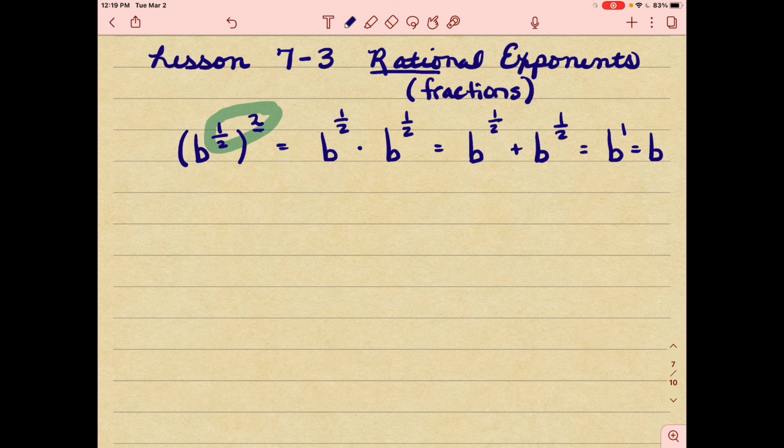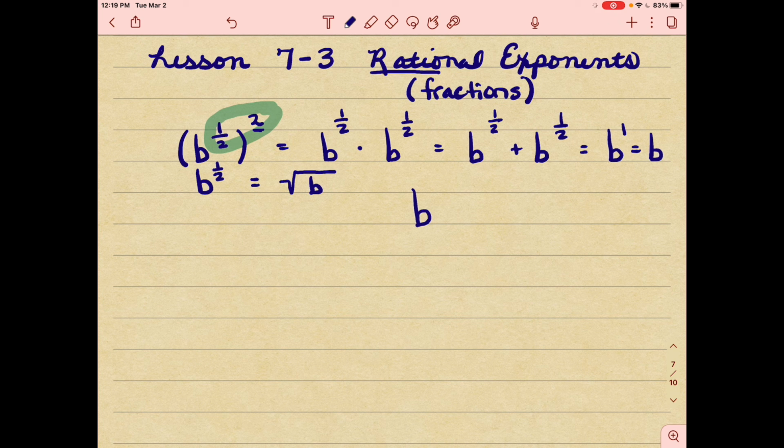So b to the 1/2 is actually the same thing as the square root of b. Remember that the square root of something is looking for the number times itself that equals the thing. So that may be very confusing, but here is what we're going to talk about today.